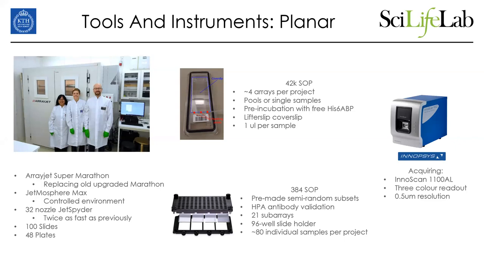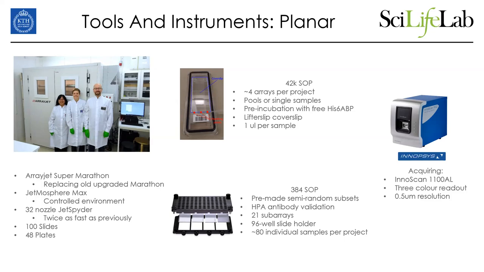So for the 42K arrays, usually when a user comes to us, they don't really know what they're looking for or how they want to approach the project. So we usually recommend them that they try maybe maximum four arrays to begin with, pools or a few samples. This is because we have found that in order to get a lot of information, you have to have a lot of samples, and you can't really run 300 samples on these larger arrays. It would take a lot of time and a lot of resources for us, and would cost an enormous amount of money. So we prefer then if they do pools on the larger arrays to begin with.